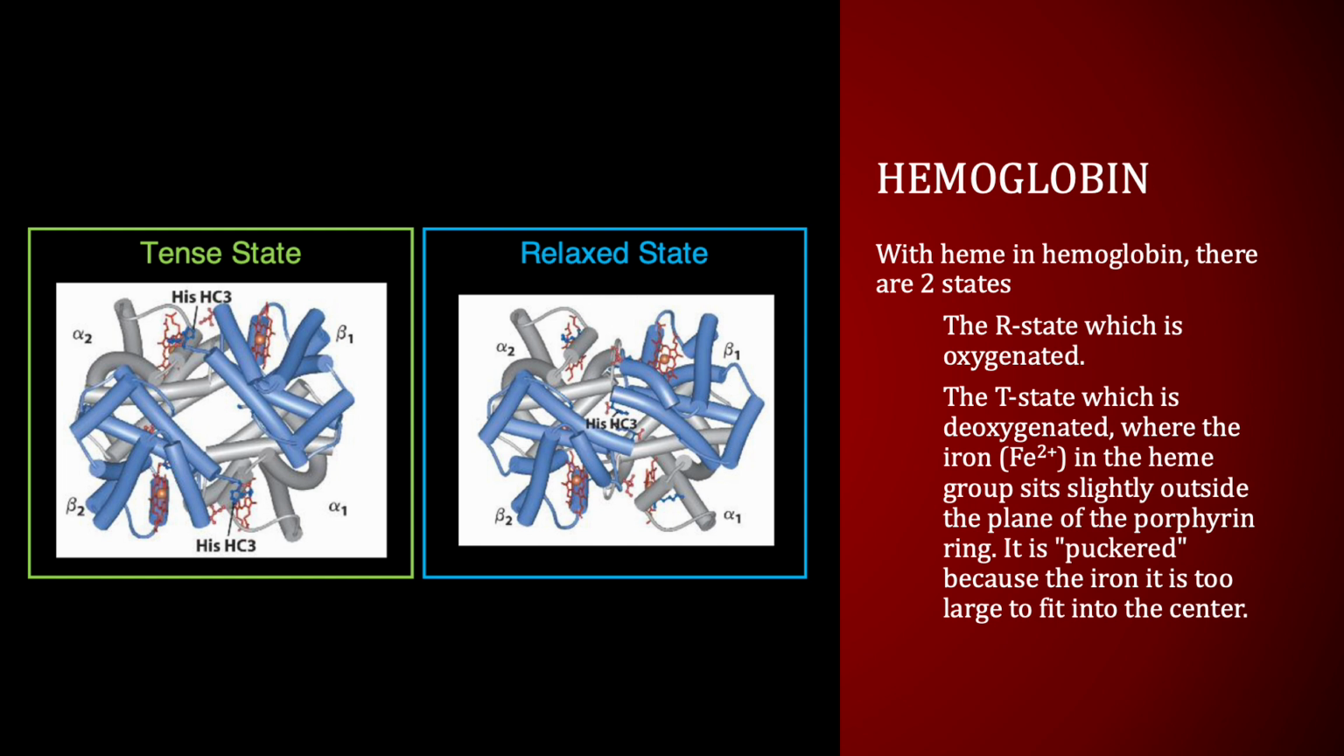There are 2 states. The R state, which is the relaxed state, is oxygenated, and then the T state, which we can think of as the tense state, is deoxygenated, where the iron in the heme group sits slightly outside the plane of the porphyrin ring, and it's puckered. You can see to the left, there's a bigger hole. It's just because the iron is too large to fit in the center.